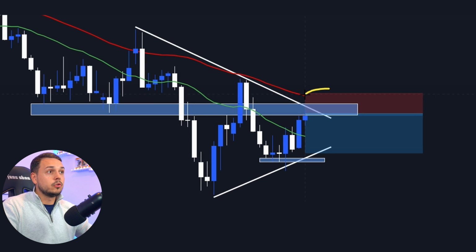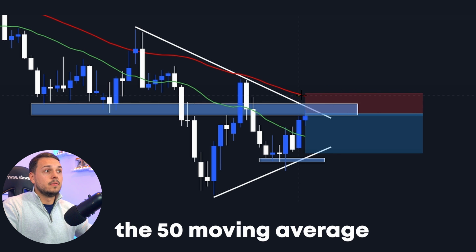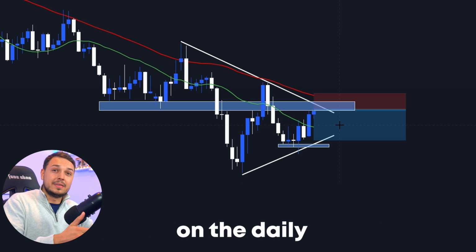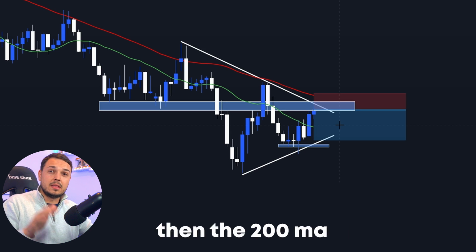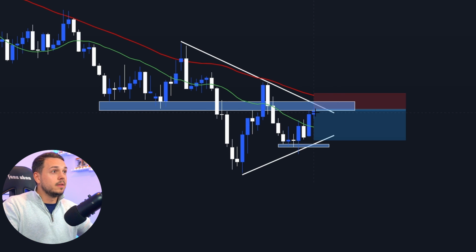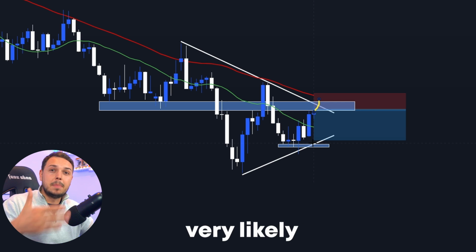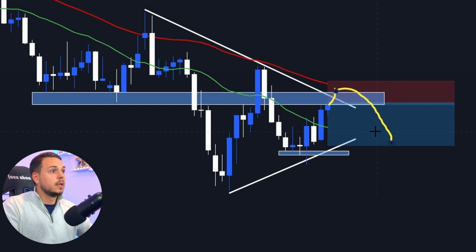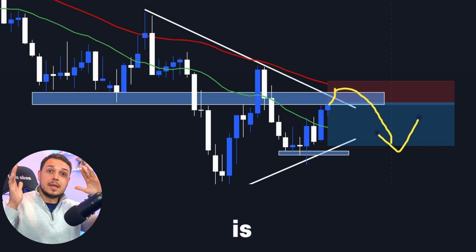We also had our stop loss level above the 50 moving average, which is super important on the daily time frame. The 50 moving average on the daily is typically stronger than the 200 on the 4-hourly. So I knew that even if the market does pull towards the upside, very likely bearish pressure will appear in the market and push the market further down because the overall trend and direction is bearish.